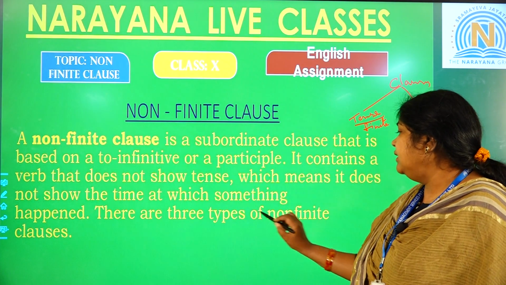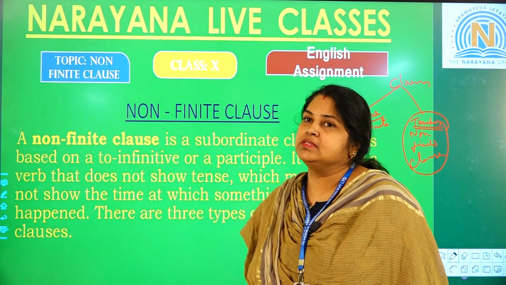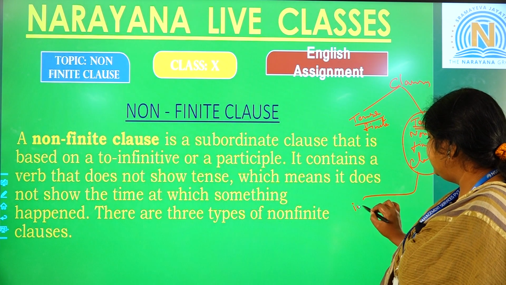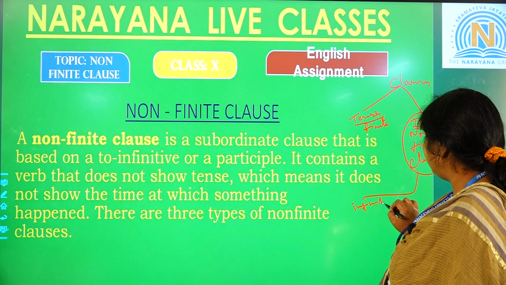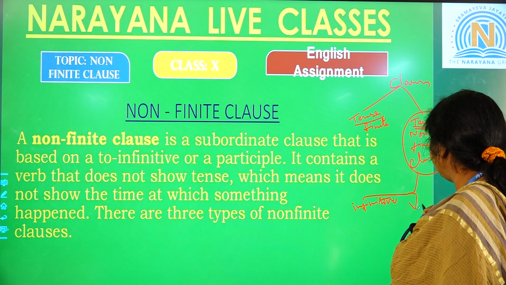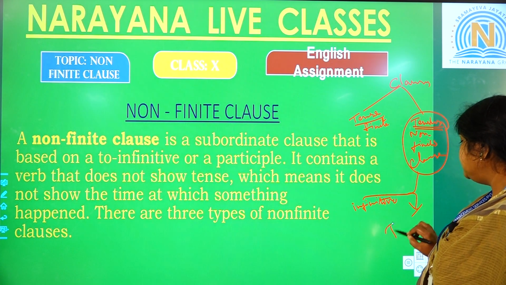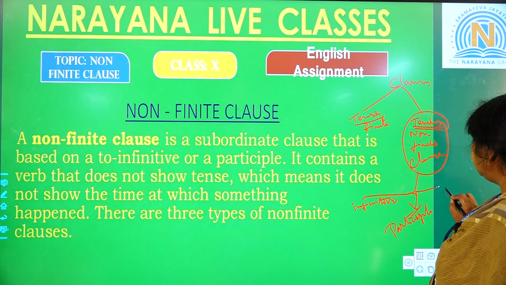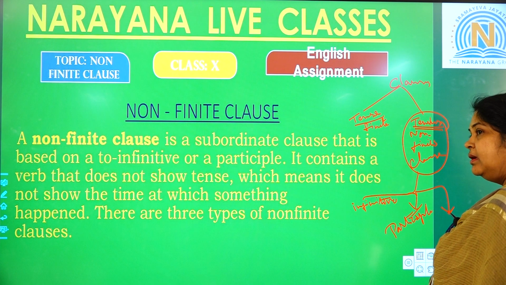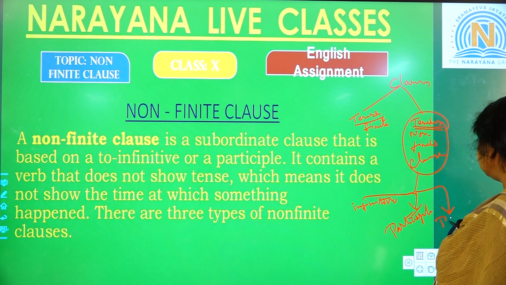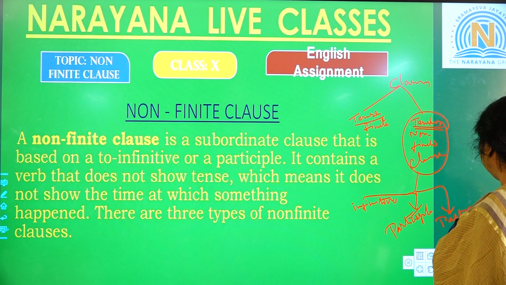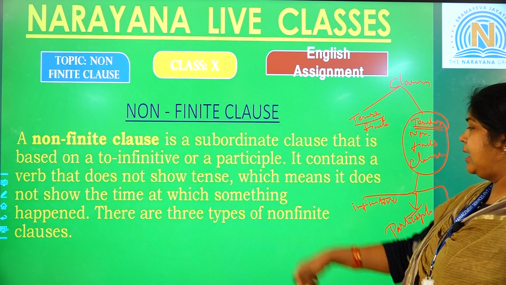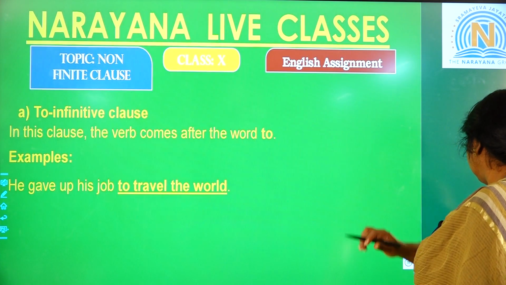There are three types of non-finite clauses. One is infinitive. The second one is participle. And the third one is past participle. Okay, let us see the three with sentences.